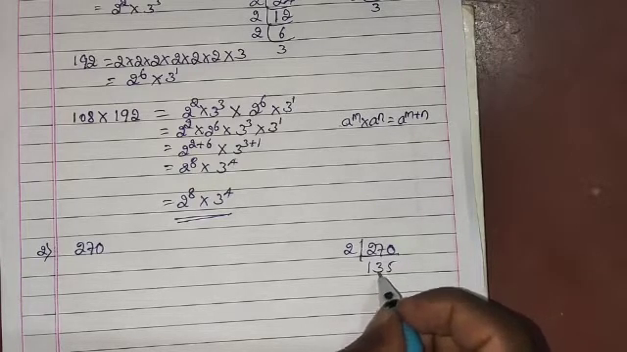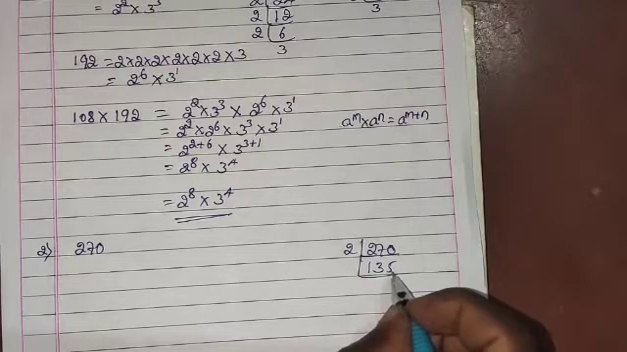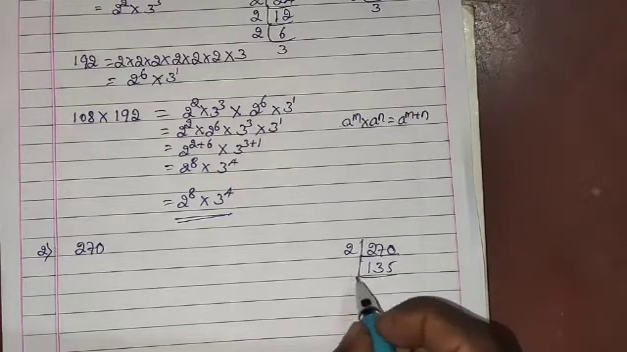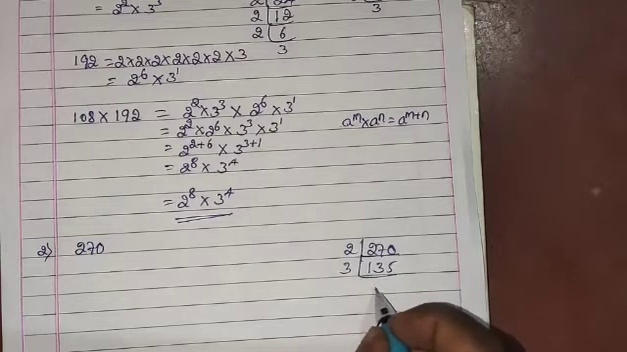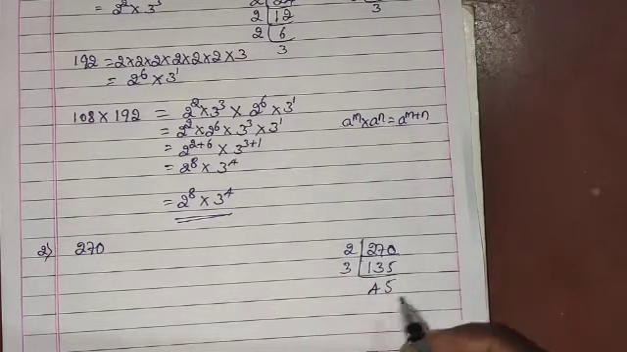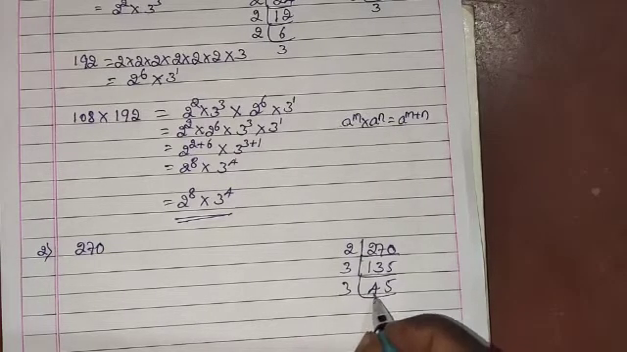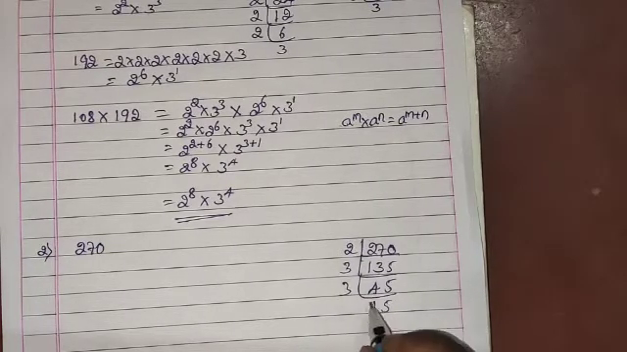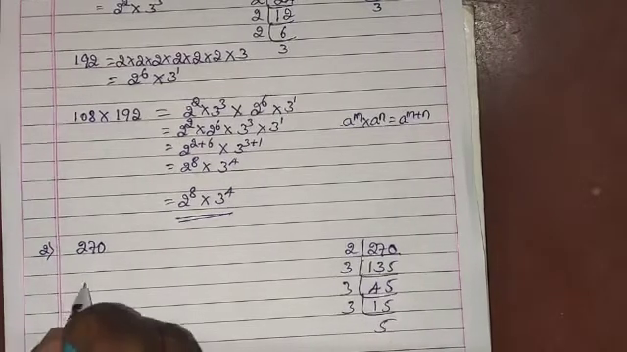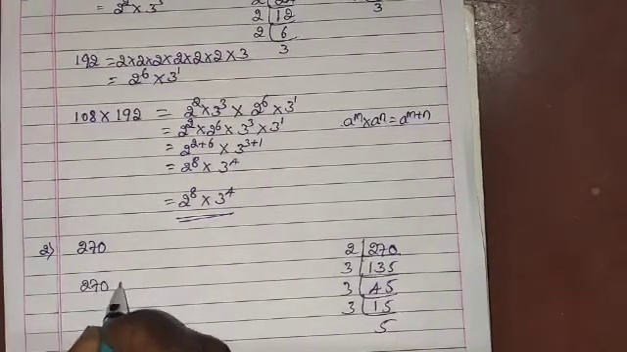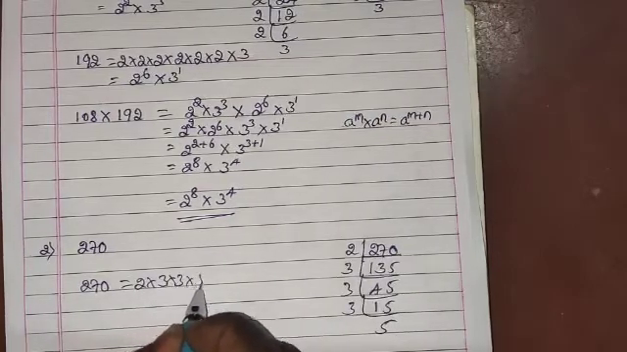Now here we have 135. At the unit place we have 5, so it is not exactly divisible by 2. So the next prime number is 3. 3 divides 13, how many times? 3 fours are 12, 1 remainder, 3 fives are 15. Again it is divisible by 3. 3 ones are 3, 1 remainder, it becomes 15, 3 fives are 15. Again it is divisible by 3. 3 fives are 15. So we can write 270 as 2 into 3 into 3 into 3 into 5.